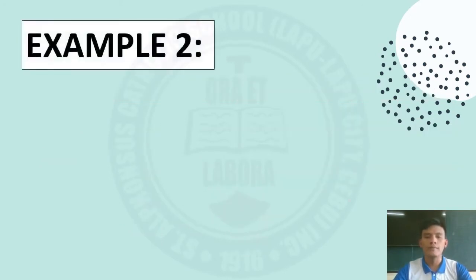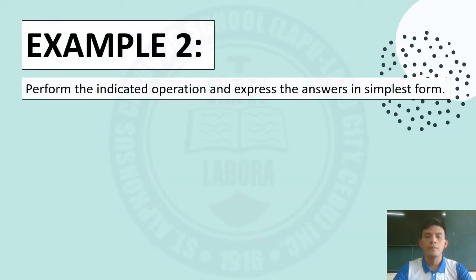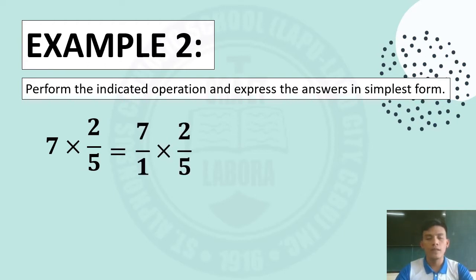Example 2. Perform the indicated operation and express the answers in simplest form. The given is 7 times 2/5. If it is a whole number like 7, there's always a denominator of 1. Like what? 7/1 times 2/5.